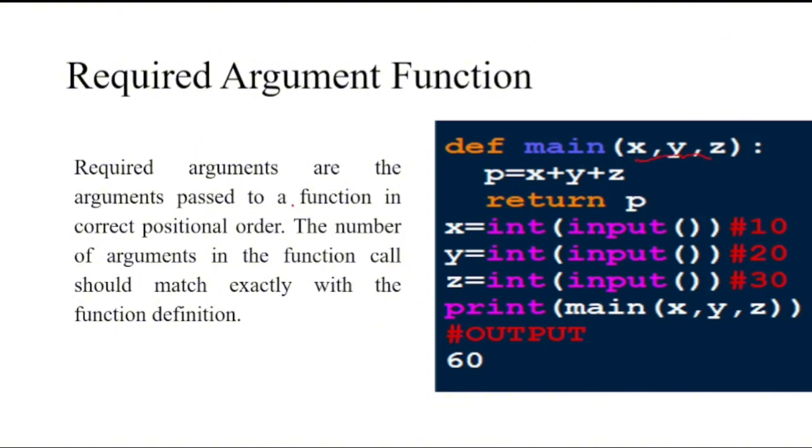Required arguments are the arguments passed to a function in the correct positional order. So the number of arguments in the function call should match exactly with the function definition. Here we have our arguments x, y, and z, and we want to do the sum of these arguments x, y, and z. We store this sum in p.